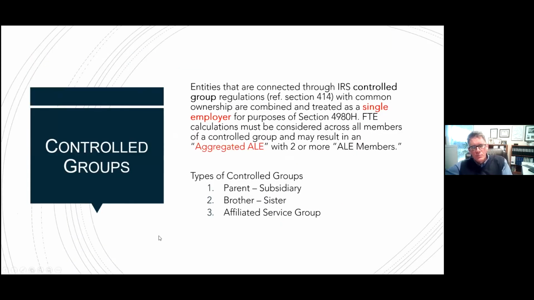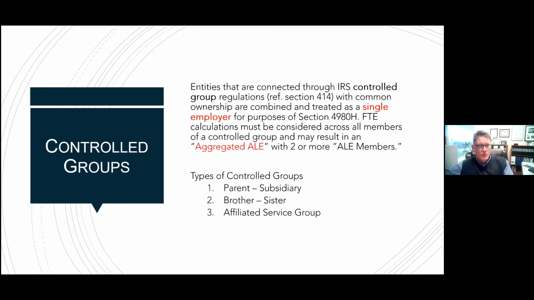A controlled group is governed by Section 414, and this is not going to be a webinar about control groups, but just briefly, so that there's understanding here. If you have common ownership between multiple entities, pursuant to the 414 regulations, you are a single employer for purposes of ACA compliance. And that means both offers of coverage of insurance, offers of affordable coverage, and completing your ACA reporting.